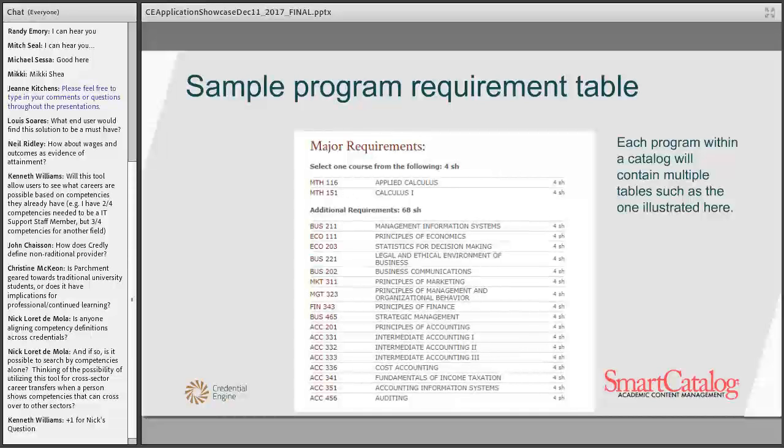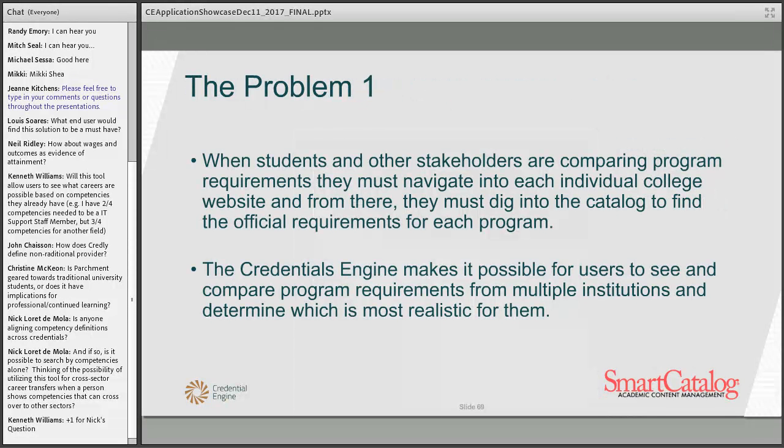So if you were to look at something in our system, you would see the major requirements, which lists in great detail exactly what is required for each student to complete the program or degree.